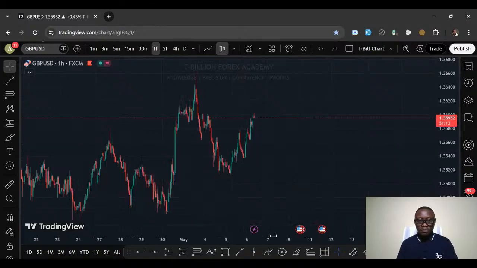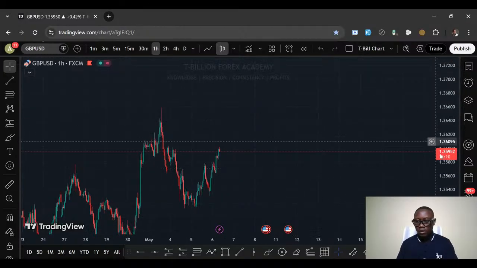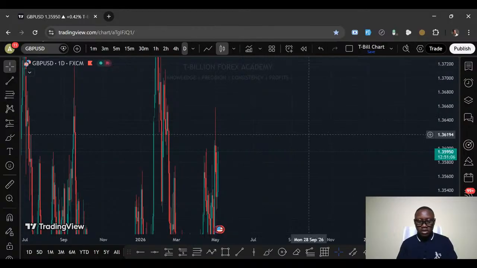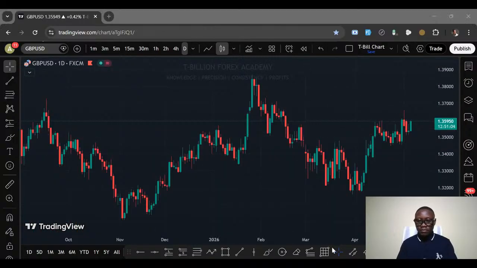As always, we begin our analysis from the daily time frame. On the daily time frame, let's mark out our external liquidity as well as our point of interest. We'll also establish our directional bias.